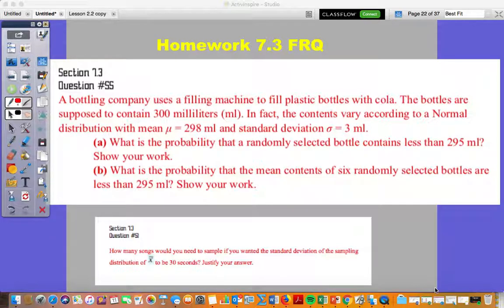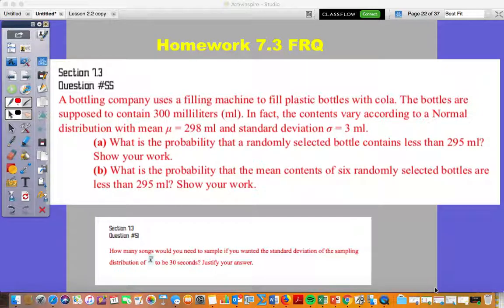0.0071. That's not 71%, it's 0.71%. I thought you said 71. I think this would be normal, because it's a sampling distribution. We had all of these, so it's 0.71% of the bottles.